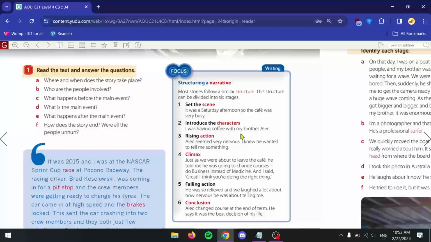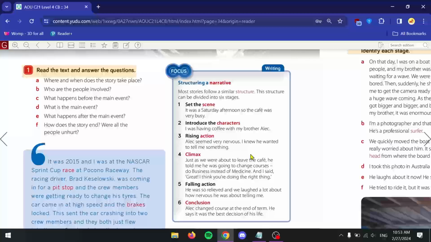Next, you'll introduce the characters. I was having coffee with my brother Alec. Introduce the characters of the story before you go forward, because imagine this in not writing format. Imagine a movie and you start seeing characters that you have no recollection of who they are. They've never been introduced. This is the same concept, but in writing.